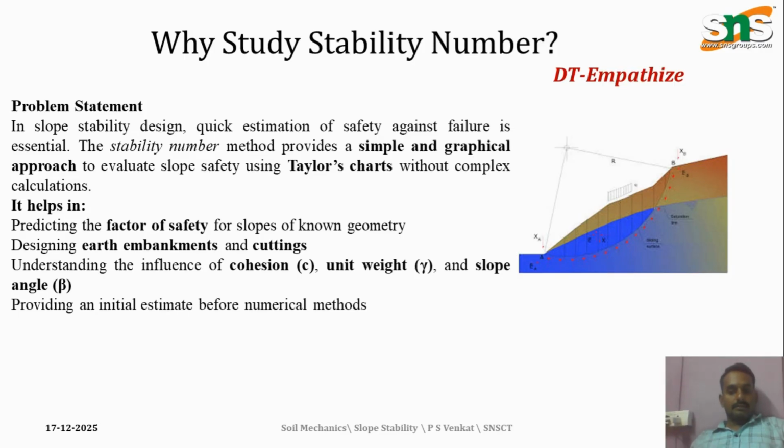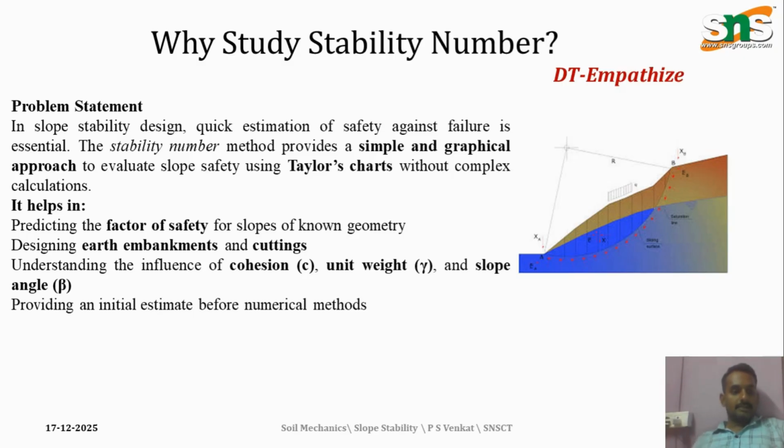So the topic is based on the 5 stages of design thinking approach. The first stage of design thinking is empathize. So we have identified the problem statement with respect to why we are studying the stability number. The stability number provides a simple and graphical approach to evaluate the slope stability and factor of safety without complex calculations.